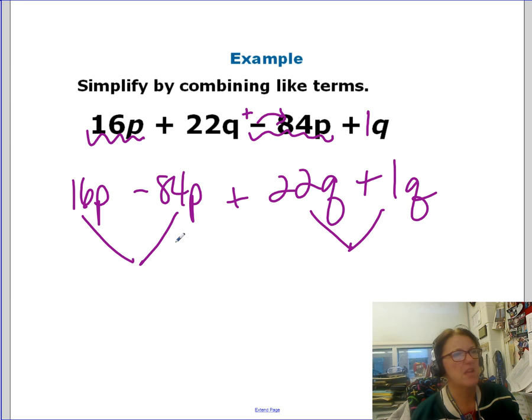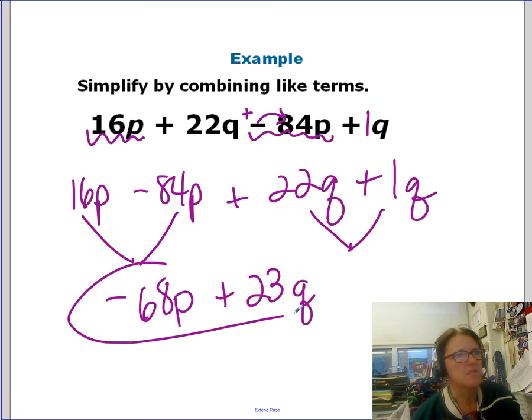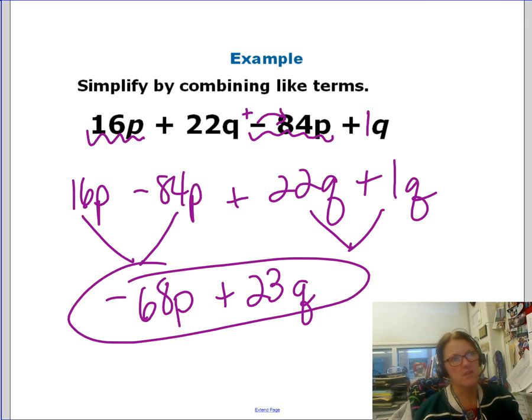16 and then a negative 84. That's going to be negative 68. I hope that's right. I'm really tired, and I'm hoping I'm not making some sort of Speedy Sally mental error there.